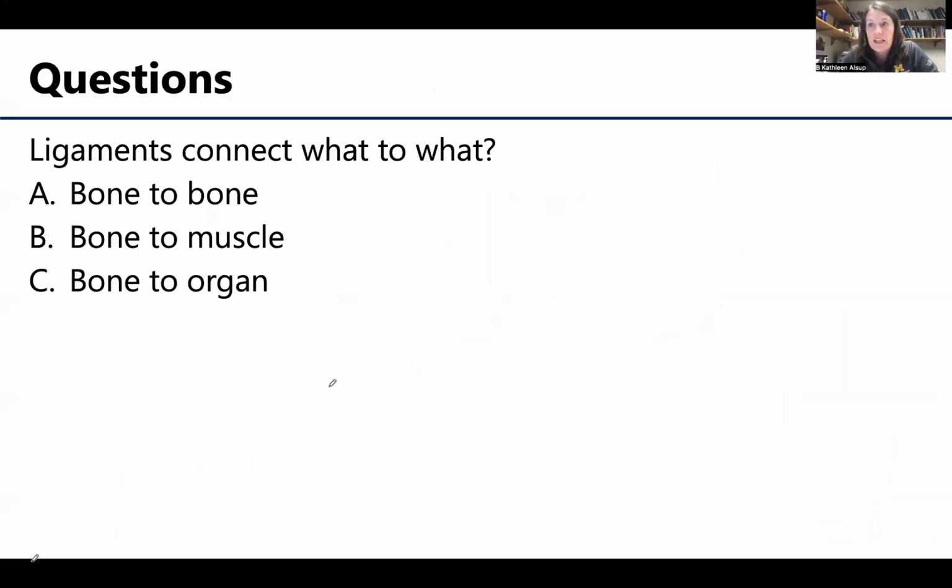So this is a key point, something I want to make sure that we feel comfortable with before we move on to another session: ligaments are going to connect what to what. All right, so pause the video if you need to think about it. Hopefully you just immediately are going with A being the correct answer. So this is going to connect bone to bone. Say bone between teeth, that's another example too. But really, for the most part, you're pretty easy to go with bone to bone.